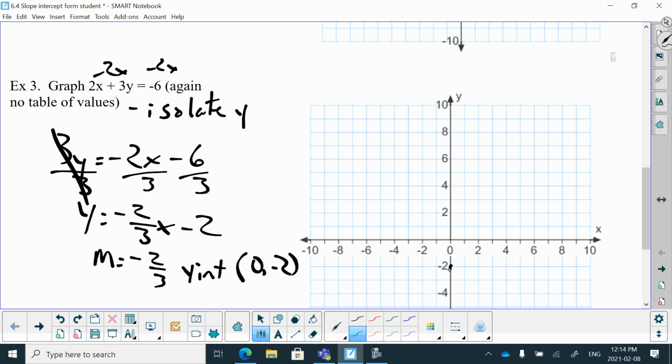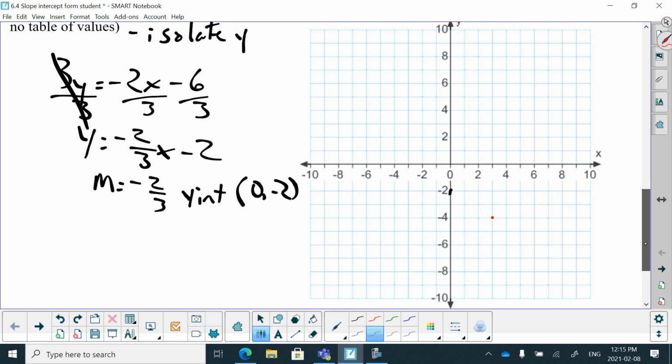You've been helping lots, Darren. What does our slope tell us that we need to do with this one? Do you have to go down 2 and then over 3? Absolutely. So this one's telling us to go down 2 and over 3, because it's a negative. Exactly. And do that a couple of times.